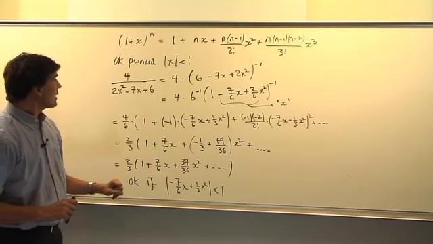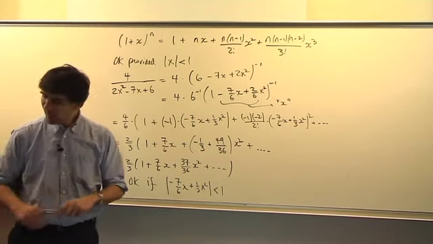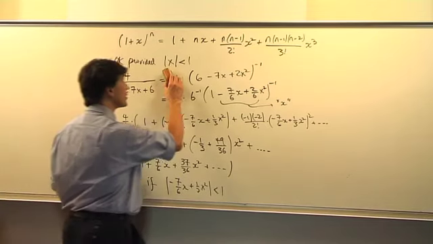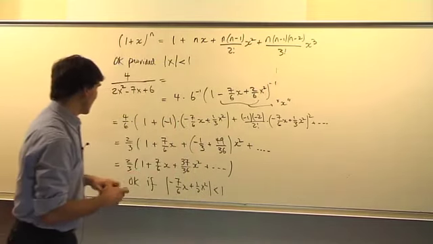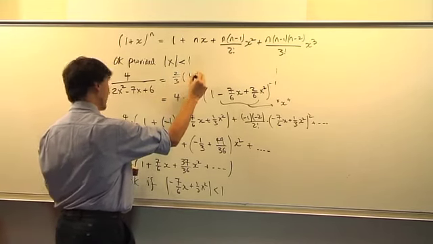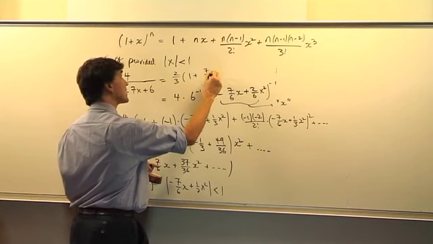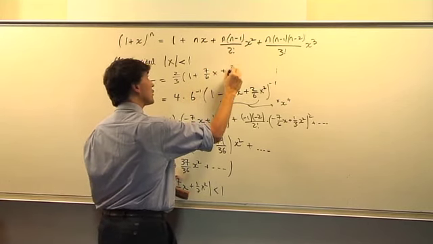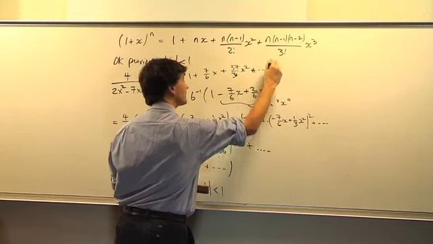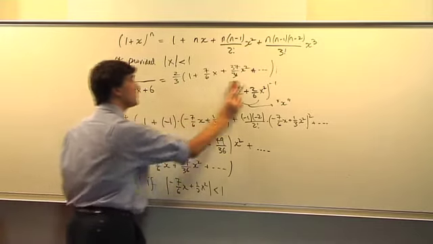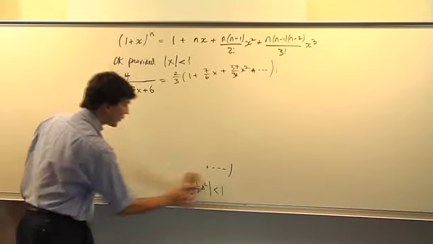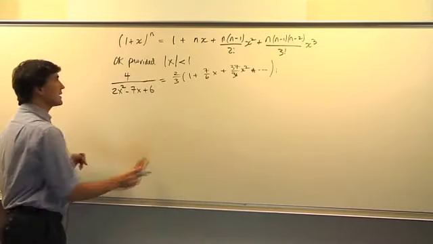So there we've got one answer, and I'm going to do it a second way, and I'm going to show you that you get the same answer. So I'll write the first answer up here so that we've got a record of it: 2/3 times 1 plus 7 over 6x plus 37 over 36x squared plus dot dot dot. There's our first answer.